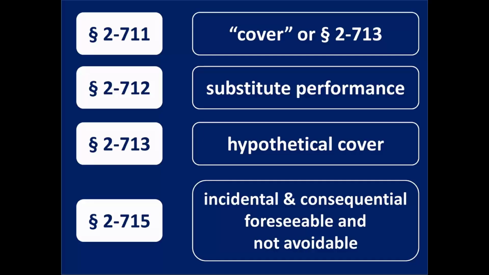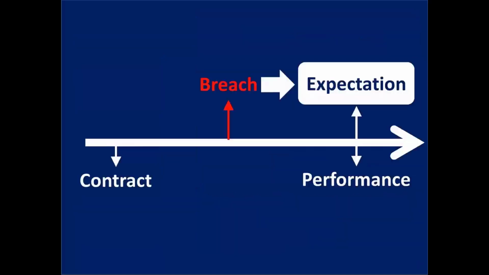The organizing principle here is to put the buyer in the position he would have been in had the contract been performed, but without incurring any unnecessary expense. That's why we also require the buyer to behave reasonably in avoiding losses. We give the buyer enough to cover at no additional cost over the contract price, but we also enlist the buyer's help in avoiding losses from the breach.